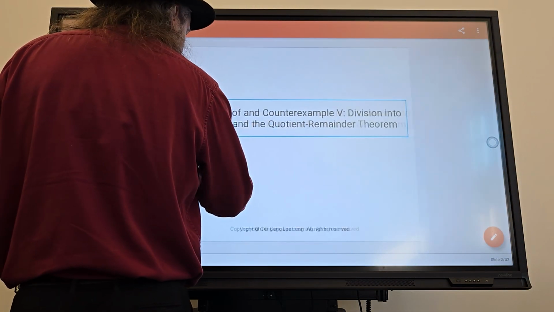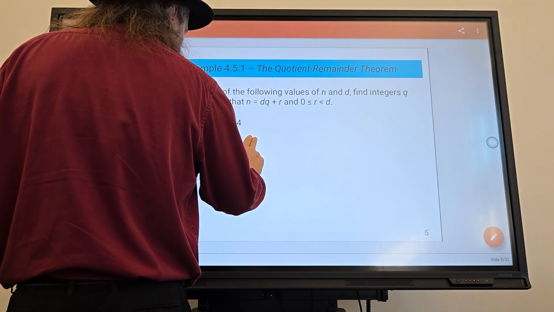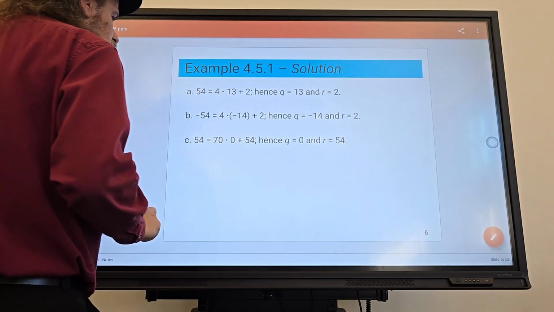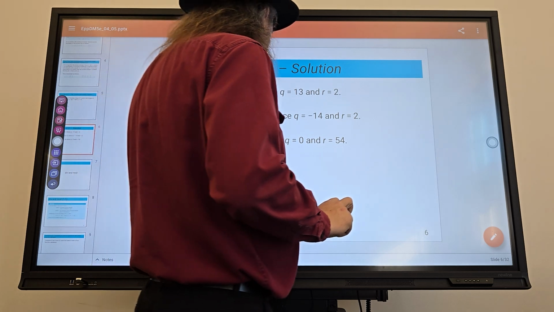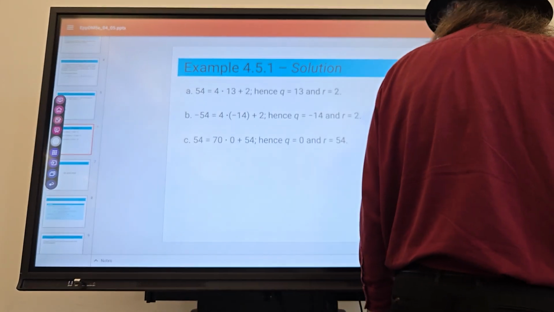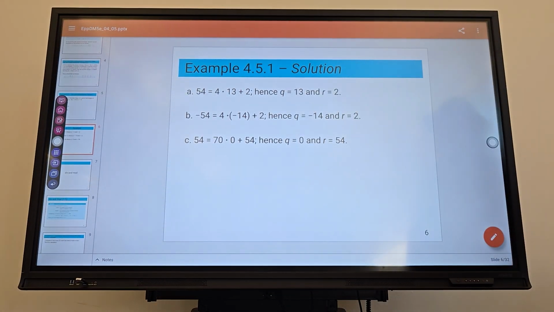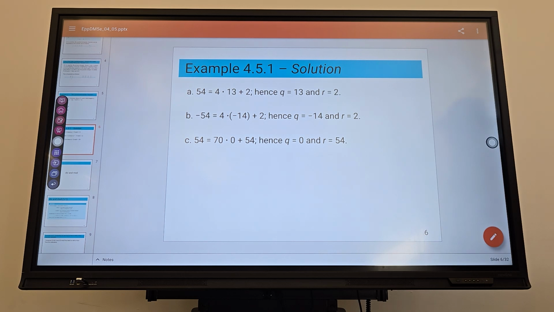All right, so yeah, 4 times negative 14 equals negative 56, plus 2 equals negative 54.